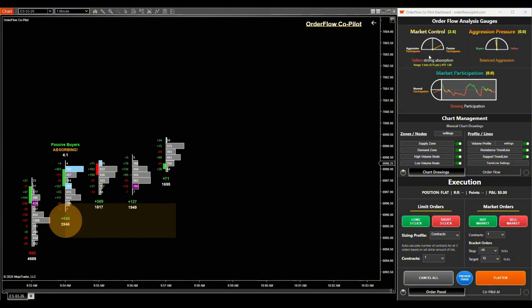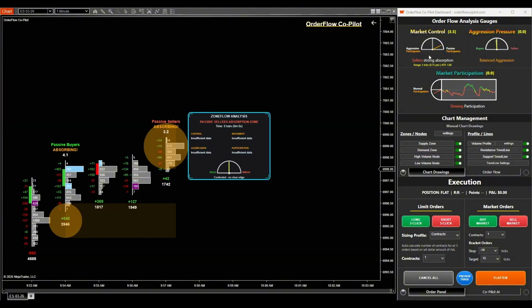This gauge helps us determine who is controlling and moving the price more. Aggressive participants on the left here, or passive participants on the right. It will also tell us which side is controlling more, whether it's buyers or sellers.